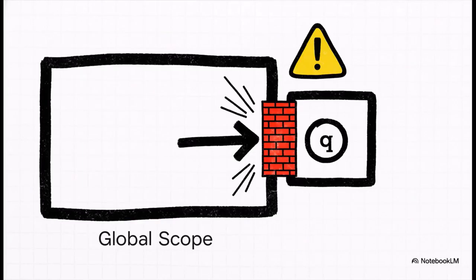And here is exactly why that matters. If you try to access that private local variable q from outside its function, Python is going to slam the door in your face with a name error. It's a fundamental rule of the road. What happens in the function stays in the function. Unless, of course, you use return to send it out.